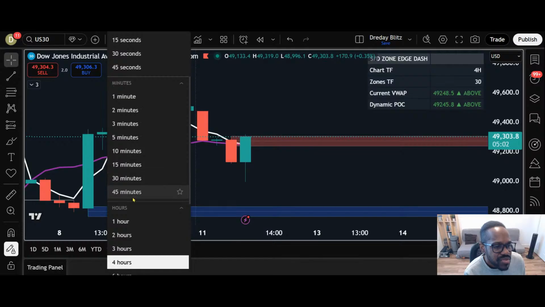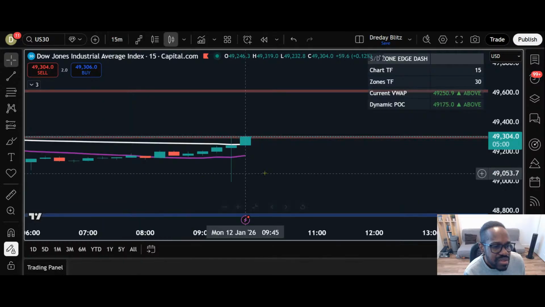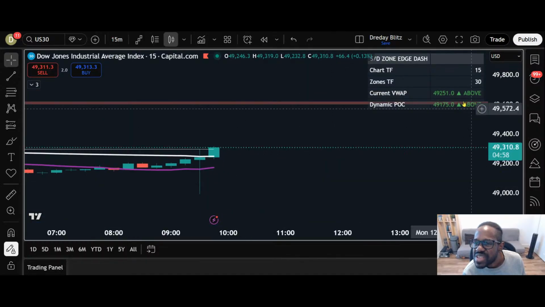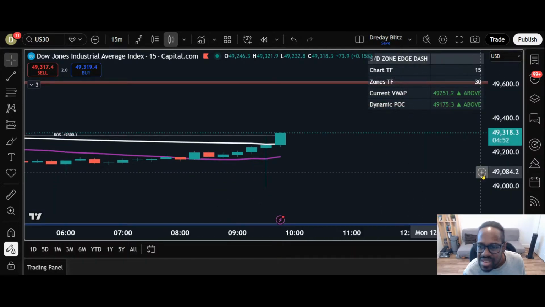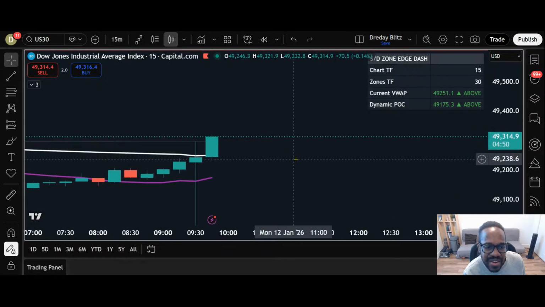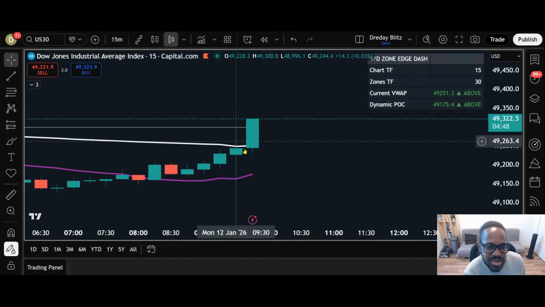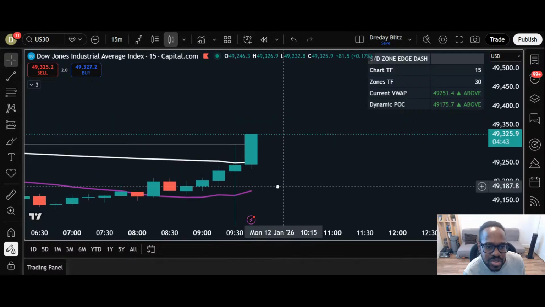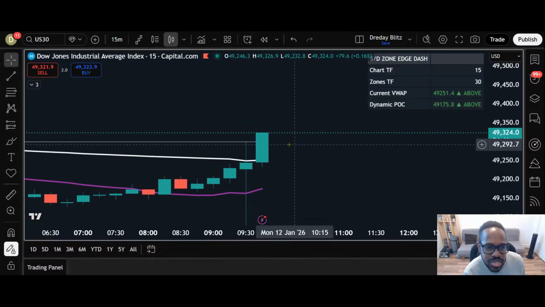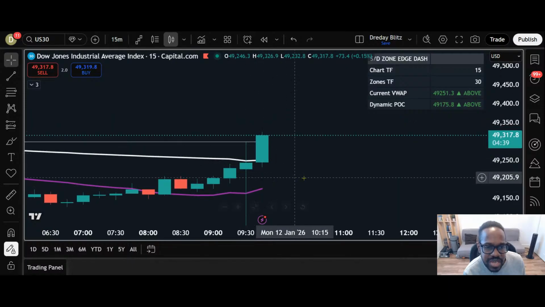We're going to go back here on the 15. And you see that everything is above right here. Current VWAP and the dynamic POC is above. And you see that the POC right here is going towards the upside. So we're switching up, and eventually the VWAP will switch also up.